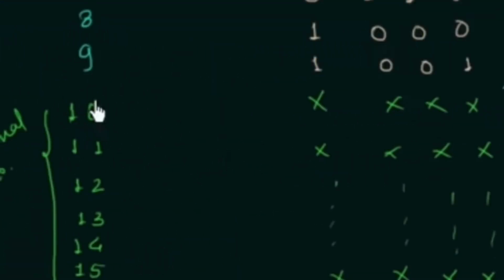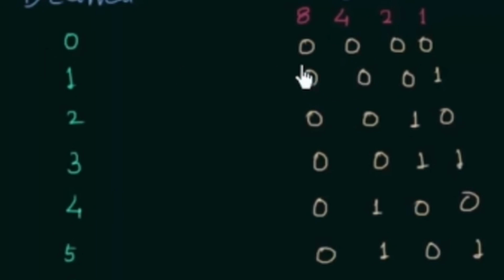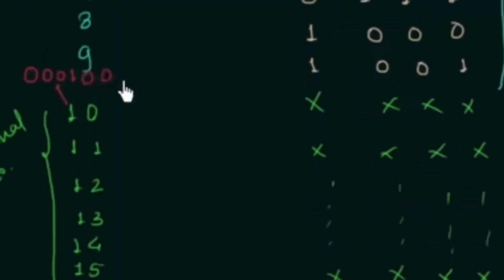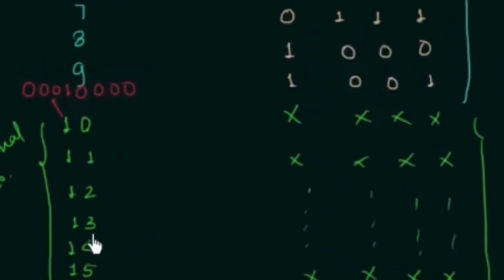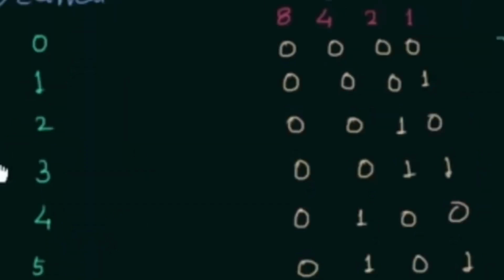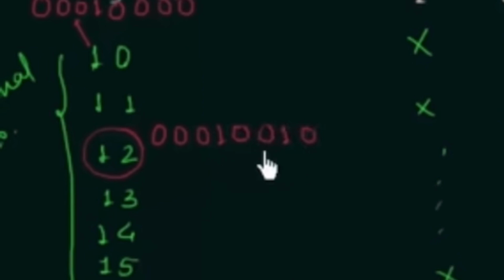For example, if you want to represent 10, first you have to represent 1, and 1 is 0001, and then you have to represent 0, and 0 is 0000. So we have 00010000. This is the BCD representation of number 10. In the same way, if you want to represent 12, let's see how we can represent 12. First, I will represent 1. 1 is 0001, and then I will represent 2, and 2 is represented by 0010. So this is the BCD representation of 12.